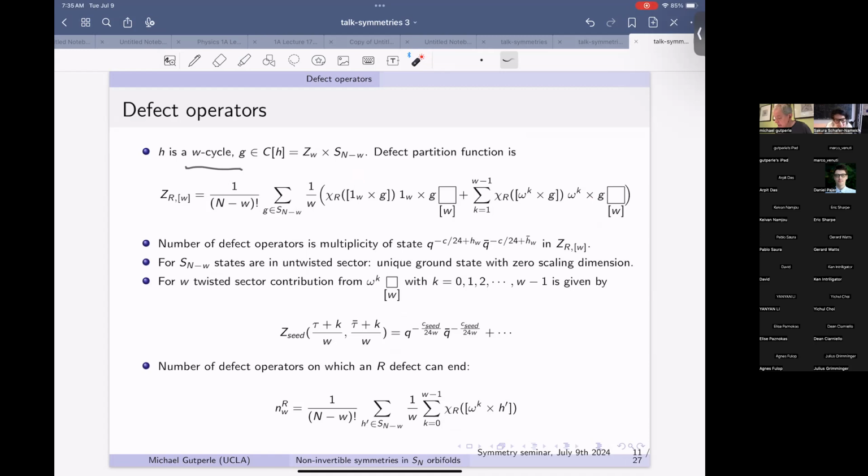As far as S_{N-W} is concerned, we're in the untwisted sector, because the twist is really just the cycle acting on the first W elements, and with respect to the N minus W elements, it's in the untwisted sector. So all these states will have a unique ground state with zero scaling dimension, because that's the ground state in the untwisted sector. For the twisted sector, we can work out the contributions from just the partition function of the seed CFT.